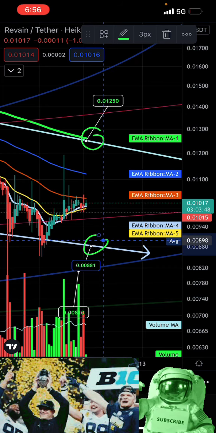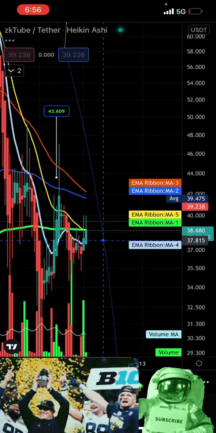If you break the north one and the 200 day up there at 0.01250, then you get bullish and can trade up to the next ring. But if you get rejected off of that, you're going to trade back down to the 0.00881. And if you can't hold that, you've got problems. So that's what you're going to watch out for there.